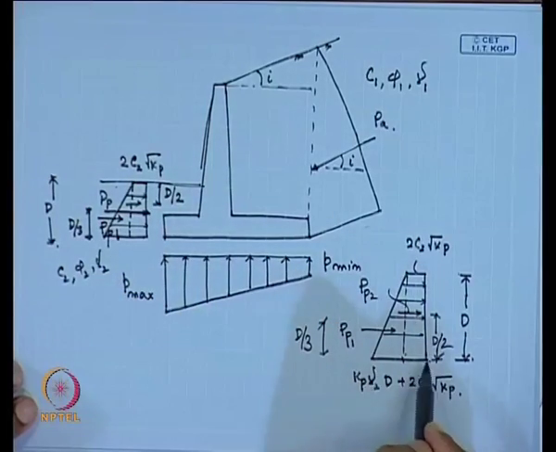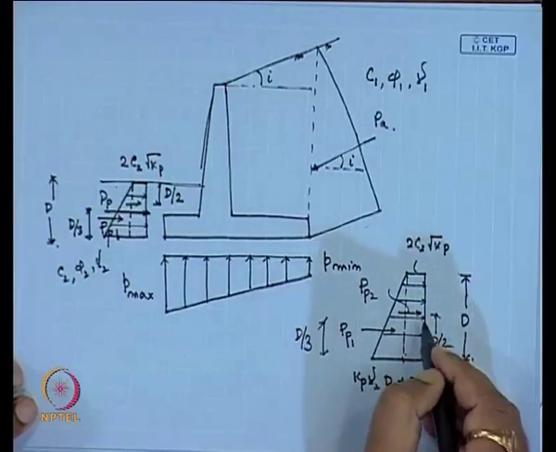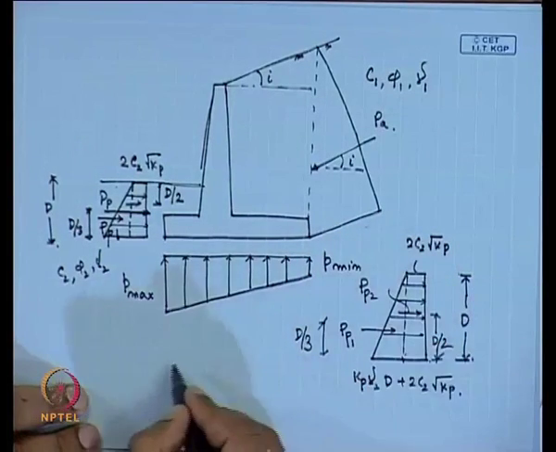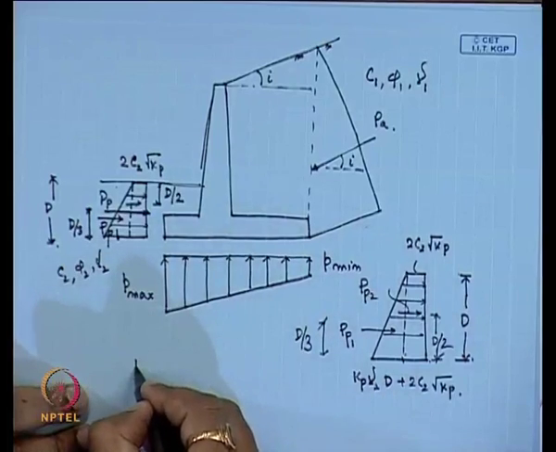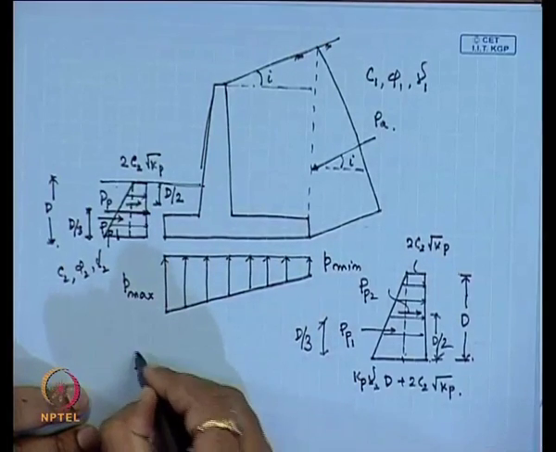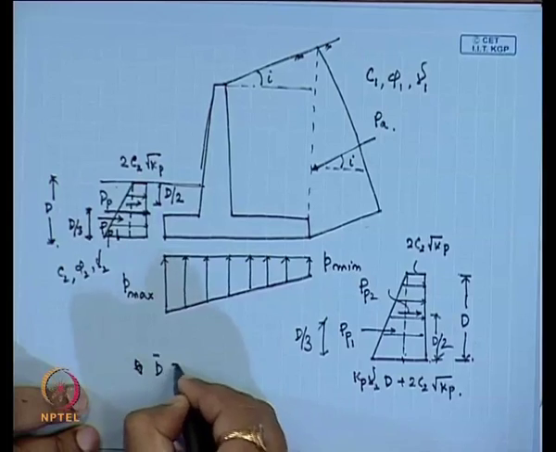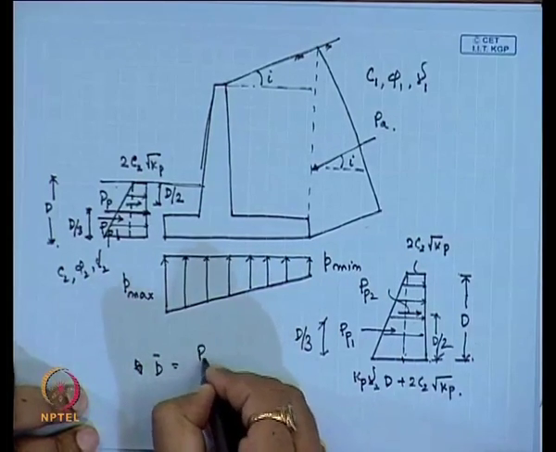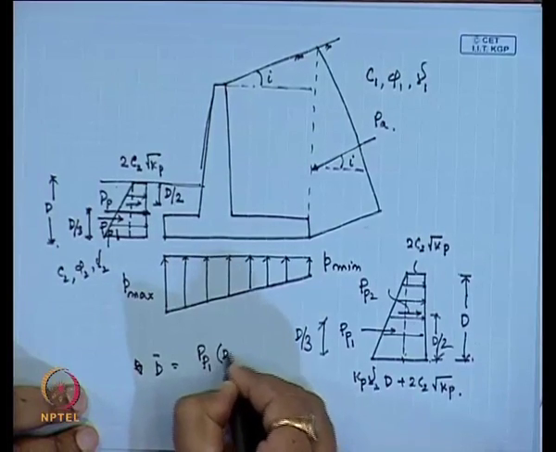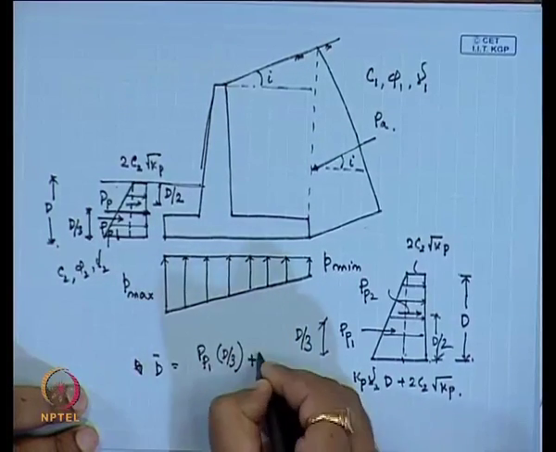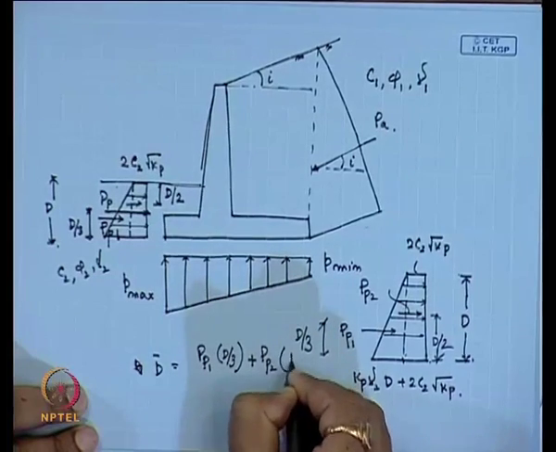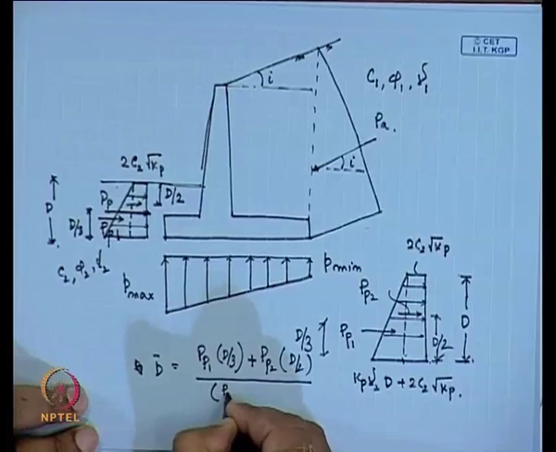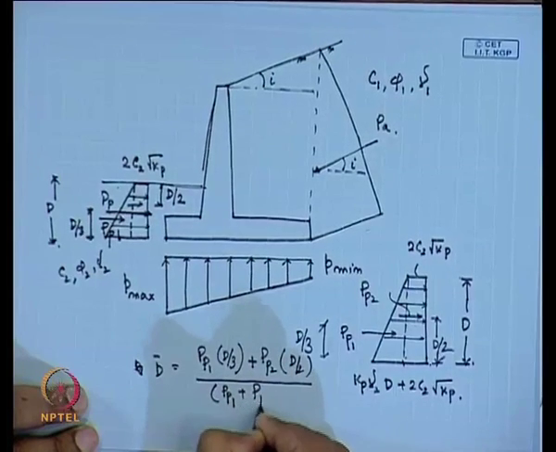And then we can determine the point of application. Suppose h bar or d bar is the point of application of this passive force. We can determine it as P_P1 into d by 3 plus P_P2 into d by 2, divided by P_P1 plus P_P2.